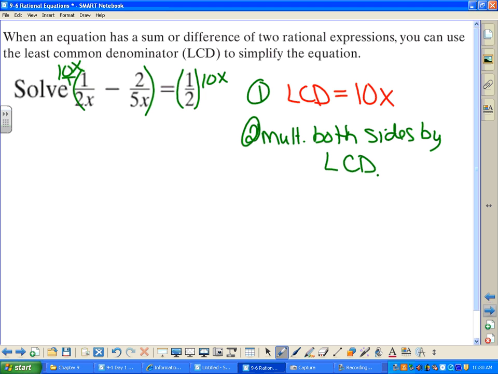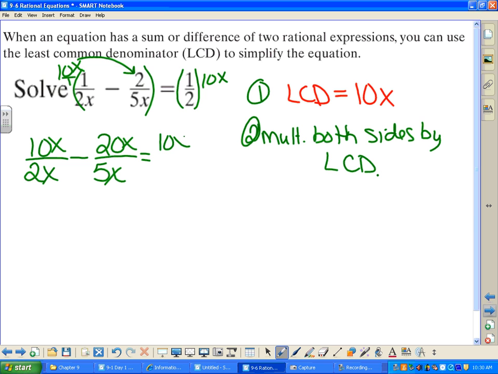Now, I'm going to write down this next step. I think a lot of you will get to the place where you do this step mentally, but I want to write it down so that you see it. Okay? 10x over 1 times 1 over 2x is 10x over 2x. Do you agree? Okay. Minus, when I distribute over here, I get 20x over 5x. Do you agree? Okay. And over here, I'm going to get 10x over 2. Do you agree with that? Okay.